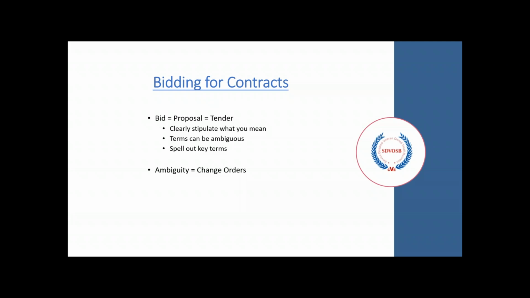Key terms and abbreviations need to be defined and spelled out. It needs to be as simple as possible to be interpreted by a third party. The more ambiguous the proposal is, the more ambiguous the bid documents are, the more likely you will run into change orders as the project unfolds.